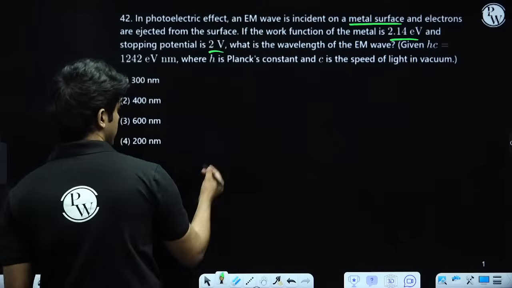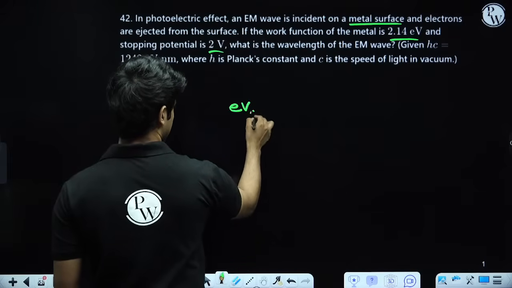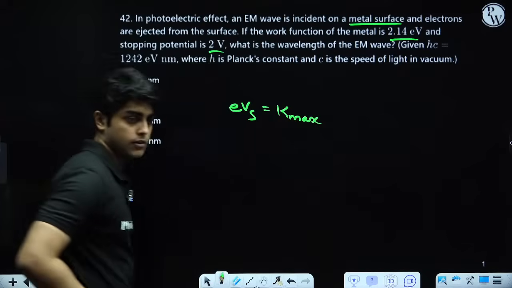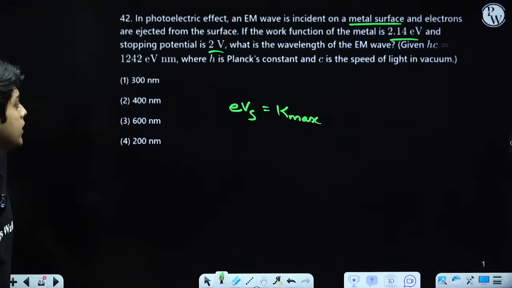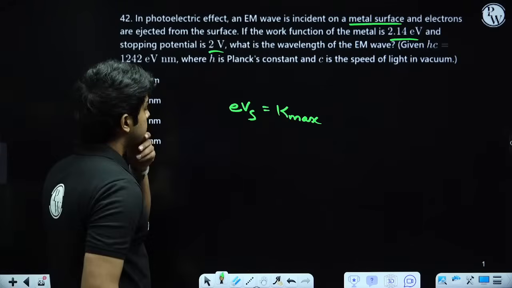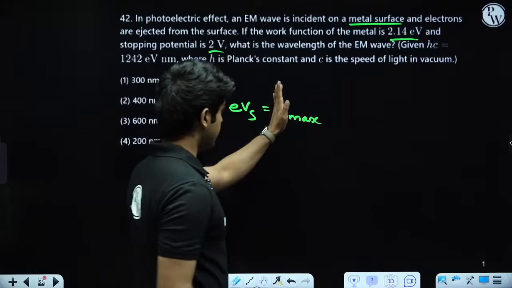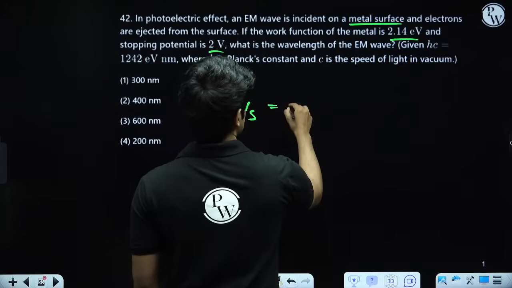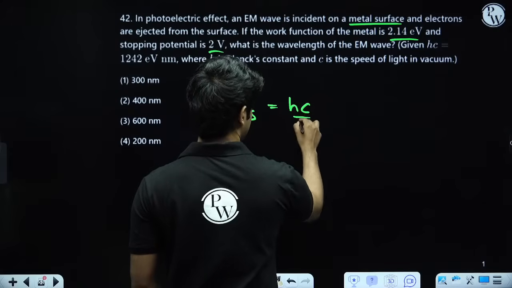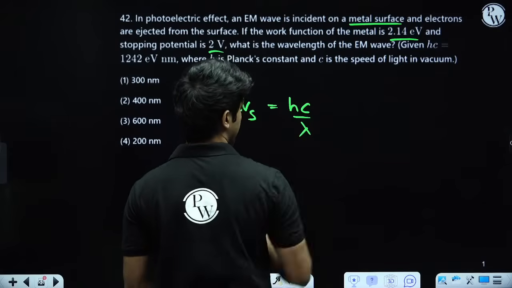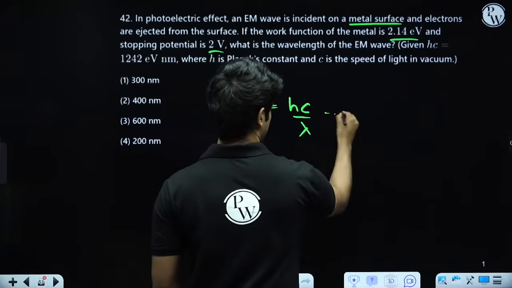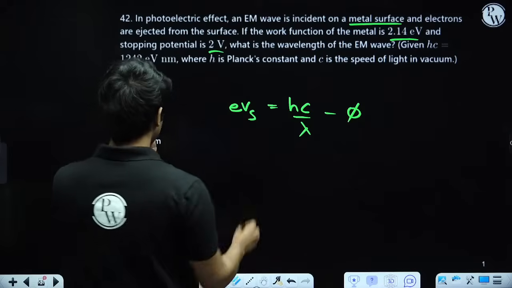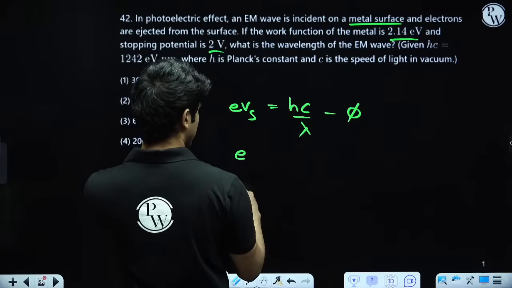So the stopping potential: e times the stopping potential is equal to the kinetic energy of the electron with the maximum kinetic energy, right? e times V stopping equals Kmax. Now what is Kmax? The electron with the highest kinetic energy has kinetic energy of hc by lambda, which is the energy of the incident photon minus the work function of the metal, right?